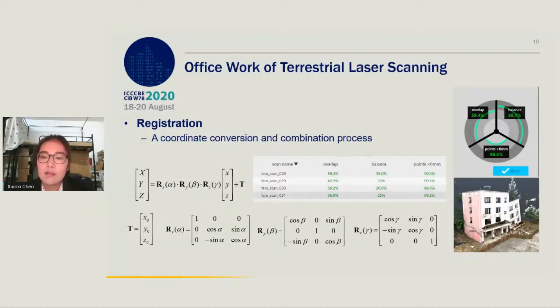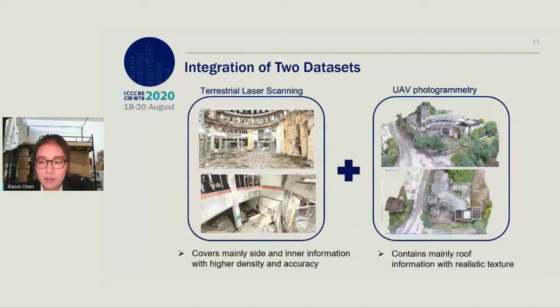After scanning, we got 126 scans of the whole post-earthquake area, but they have their own local coordinate systems. So in order to express the entire object area, a coordinate conversion and combination process called registration was conducted.